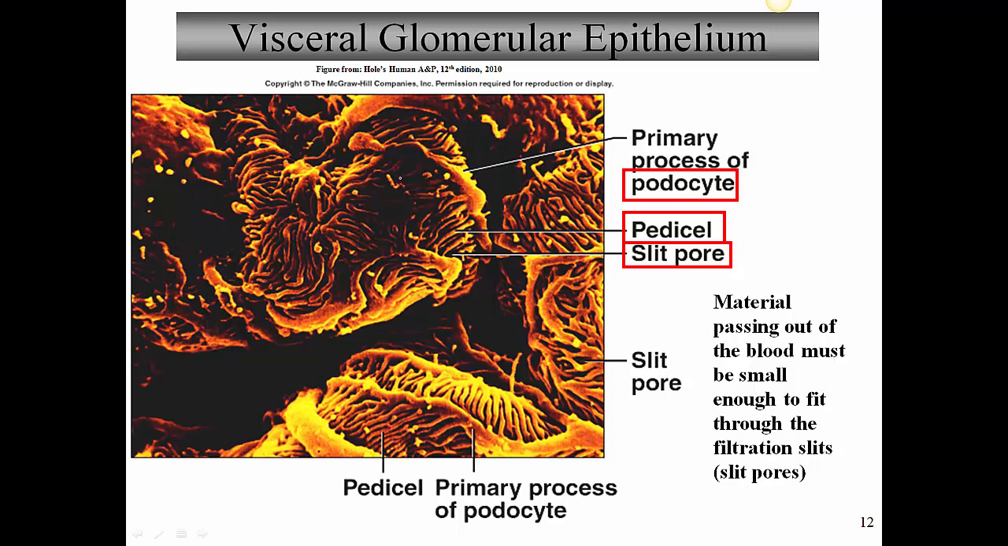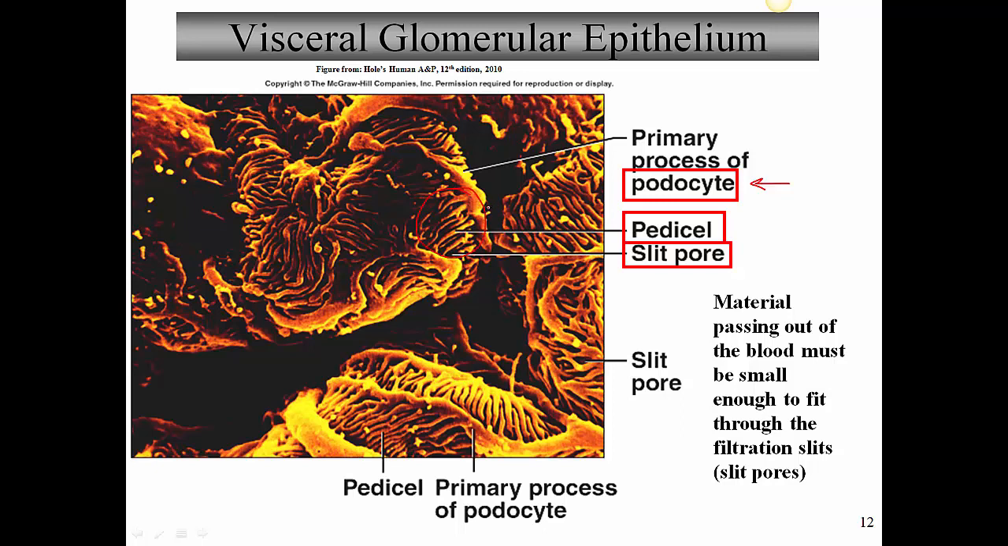This is a nice scanning electron micrograph of the visceral layer of the glomerular capsule. These cells that actually sit right on top of the capillaries and form the visceral glomerular epithelium are known as podocytes. Podo meaning foot, cyte meaning cell. So these are foot cells. And what they do is they have small processes that look kind of like little toes that come out, and you can see them pretty well here.